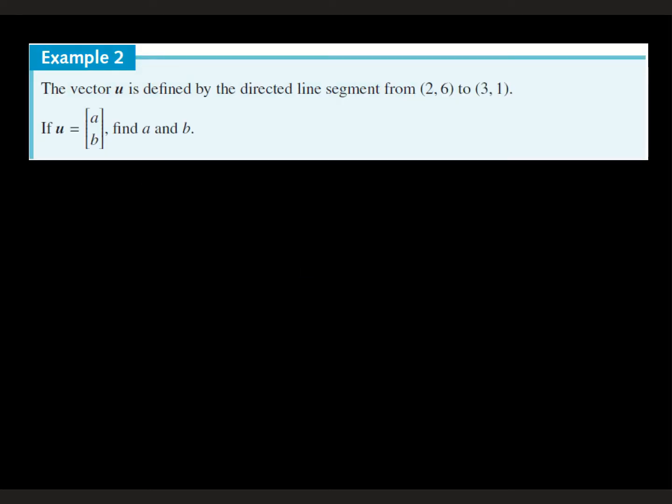Okay, next example. The vector u is defined by the directed line segment from this point here to this point here. Now notice here we've got u in bold. That's often how you see a vector written when it's typed, but if we were writing it by hand, we'd put the little squiggle underneath like that. Okay, if u is equal to (a, b), find a and b.